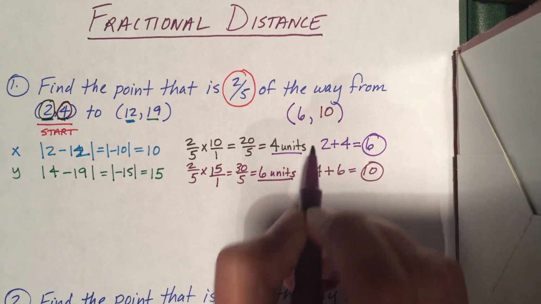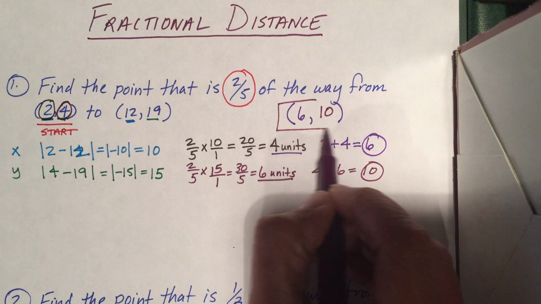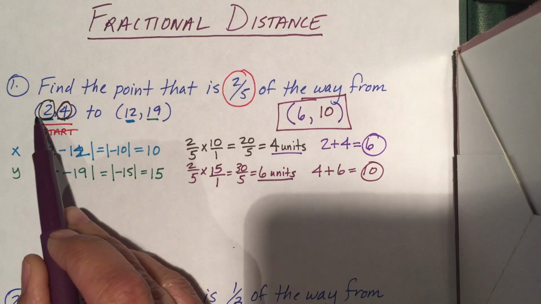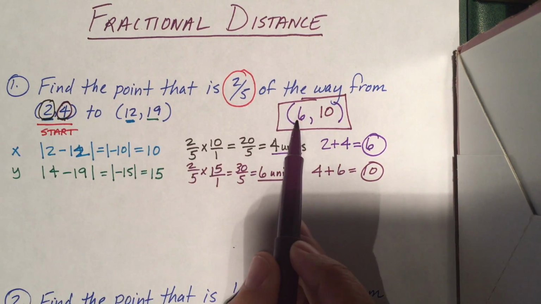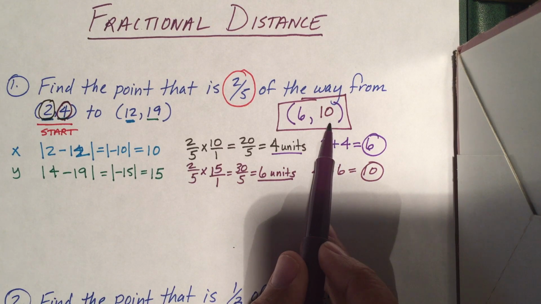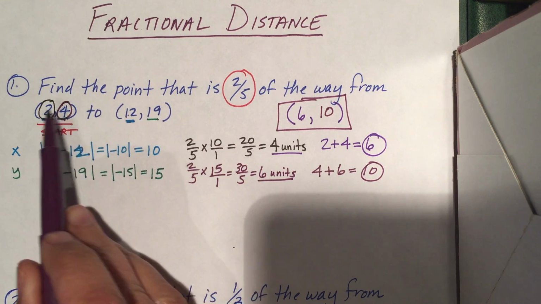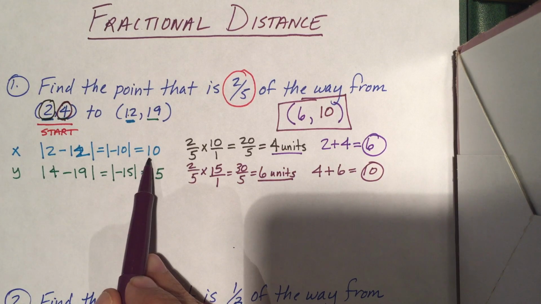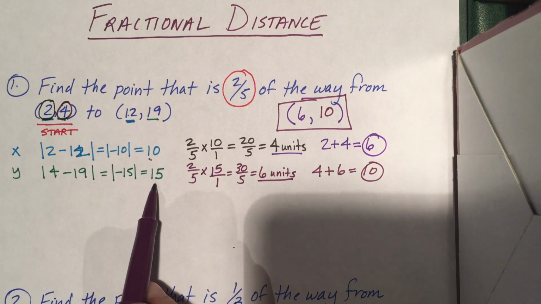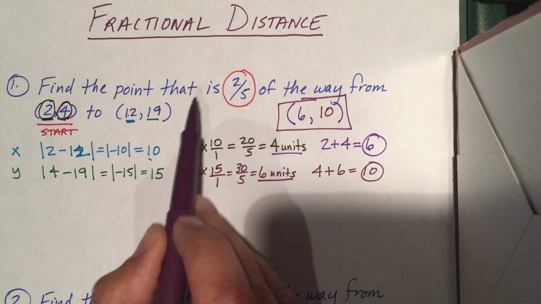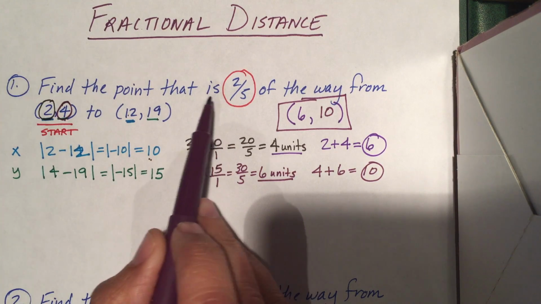So the point that is actually 2/5 of the way from 2,4 to 12,19 is 6,10. Again, we found out how far apart these were. 2 and 12 were 10 apart. 4 and 19 were 15 apart. That's the full distance. I only want 2/5 of the distance.